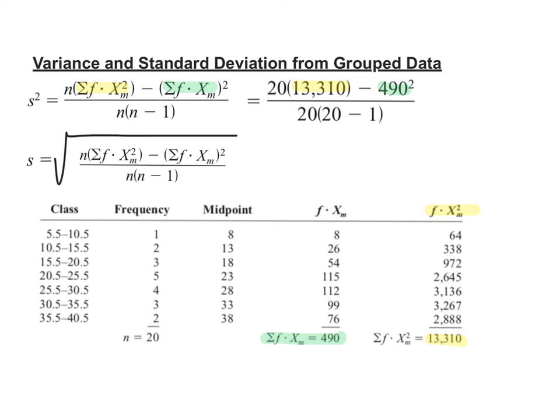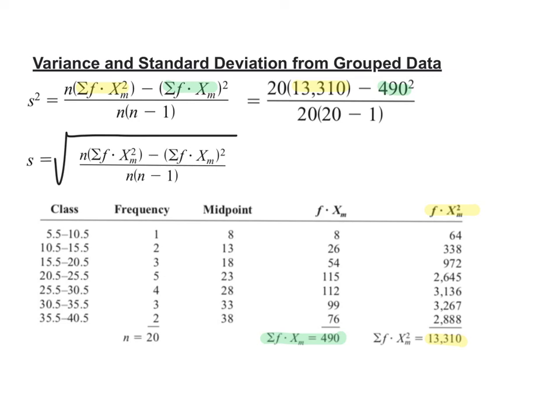13,310 is the sum of the frequency times the midpoint squared. That goes here. That came from here. This number, 490, that we calculated yesterday, the sum of the frequency times the midpoint, goes in here, and it gets squared. And then the n is 20, so everywhere you see n, we put a 20 in. Now that we've got it all set up, plug that giant thing into your calculator and see what you get.